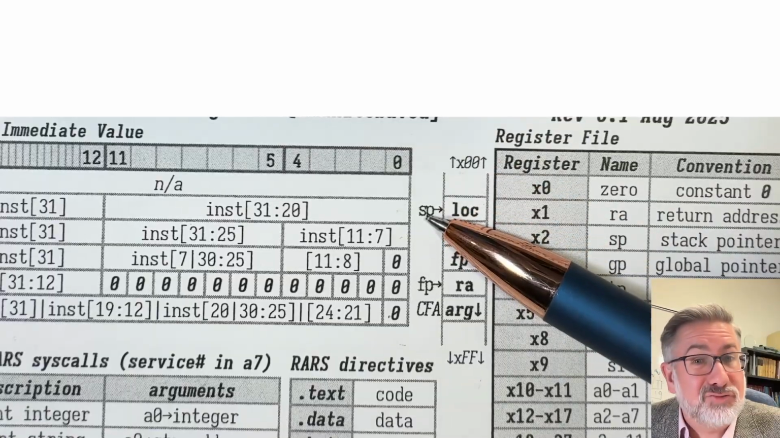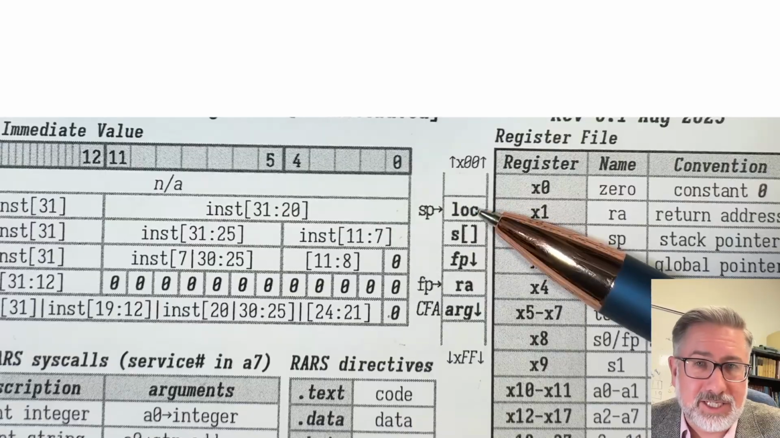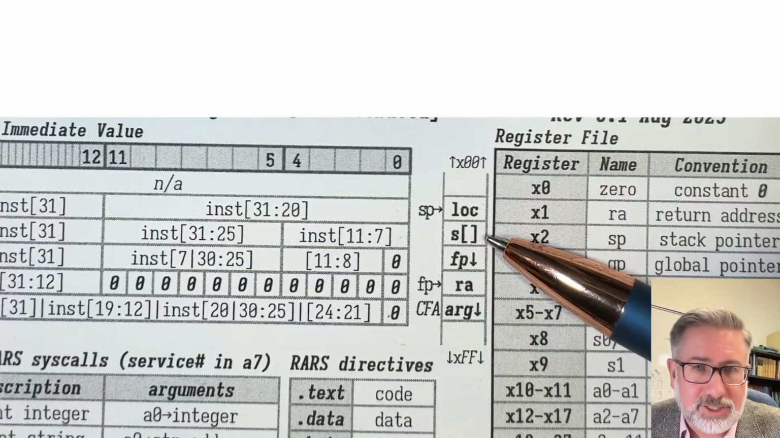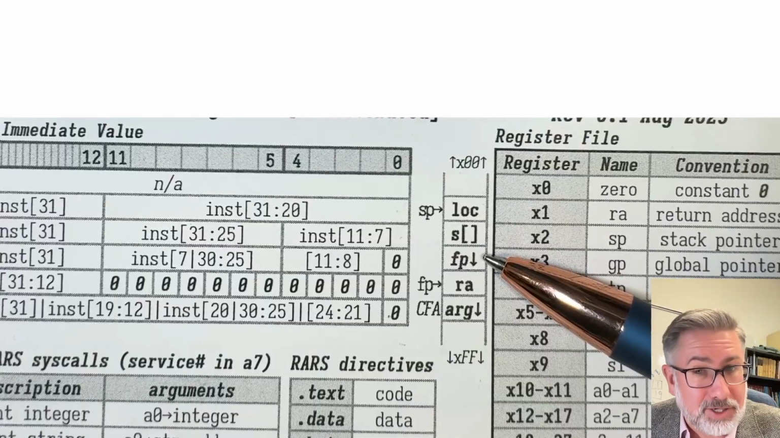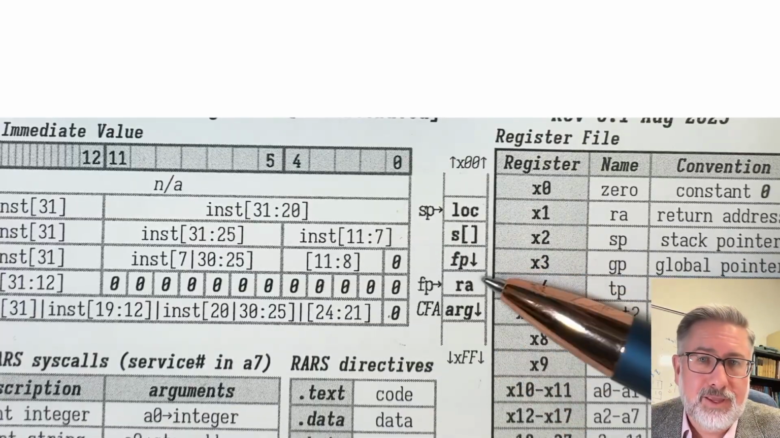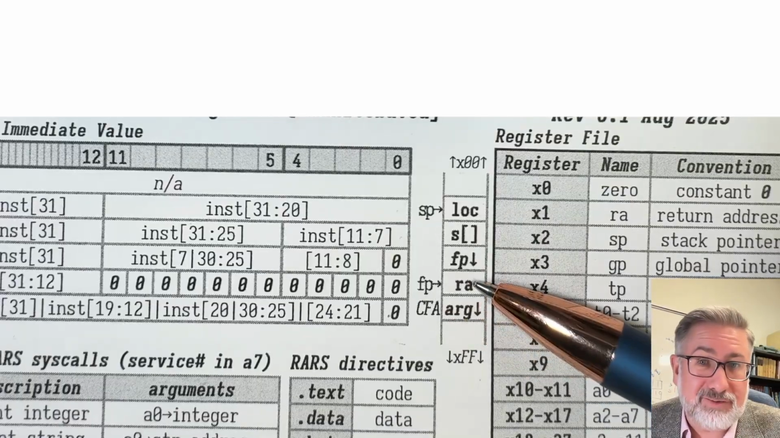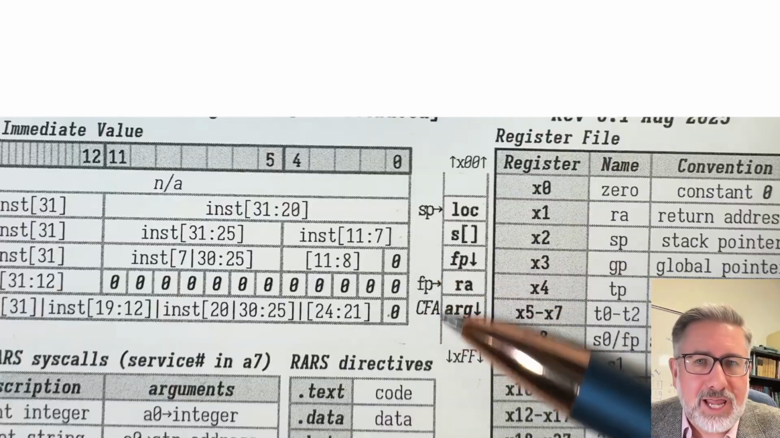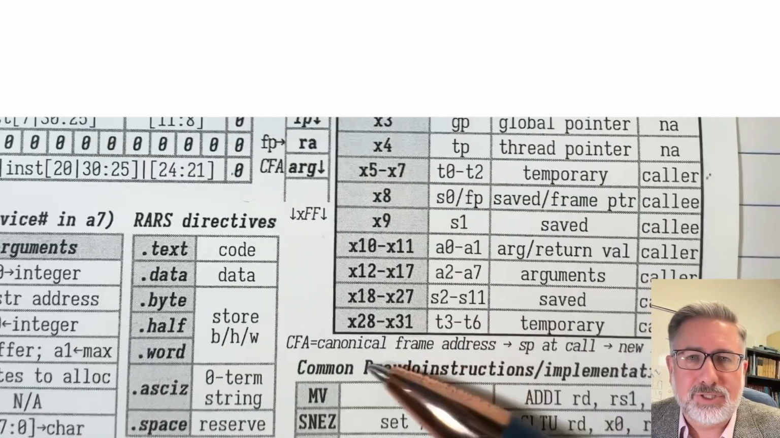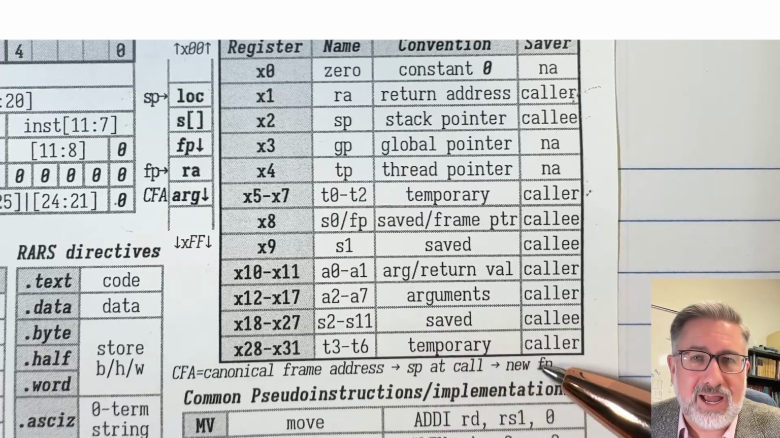The stack is full, which means the stack pointer points at a full value, in this case local variables. Saved registers, so this is a typical stack frame. Local variables, saved registers, the frame pointer, the old frame pointer, and then the return address. And typically, the frame pointer for a stack frame points at the return address. The other name for this is CFA, the canonical frame address, which is the value of the stack pointer at the call.